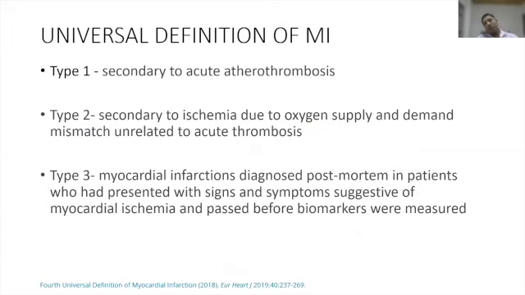So first of all, I'd like to say, what is the universal definition of MI? The type 1 MI, secondary to acute atherothrombosis. This is the purpose of this lecture. I'm just going to address this type 1 MI. Type 2 MI is secondary to oxygen supply and demand mismatch, unrelated to acute thrombosis.